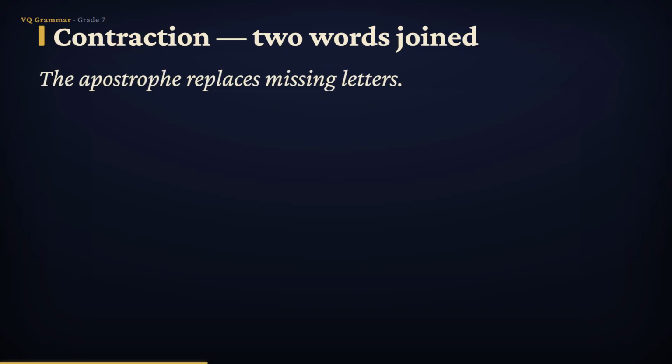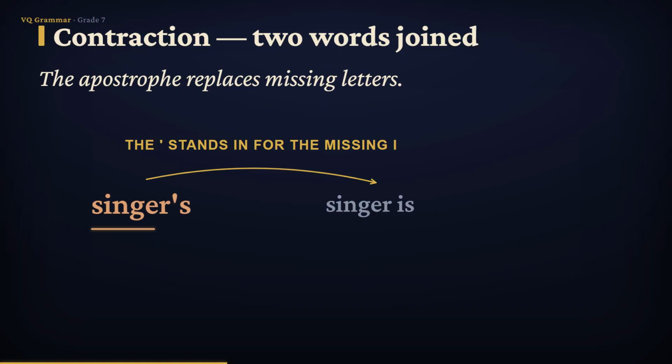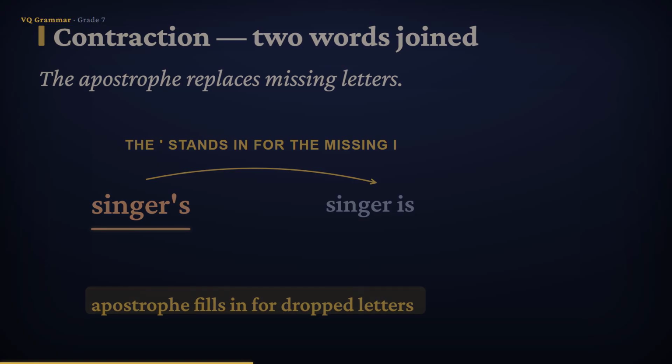The third form is the contraction. A contraction squeezes two words into one, and the apostrophe stands in for the letters we drop. Take singer is. Push those two words together, remove the letter I, and you get singer's. The apostrophe is literally holding the place where the I used to be. So singer's can be a contraction, short for singer is, whenever the sentence calls for it. An apostrophe that replaces missing letters is the signature of a contraction.